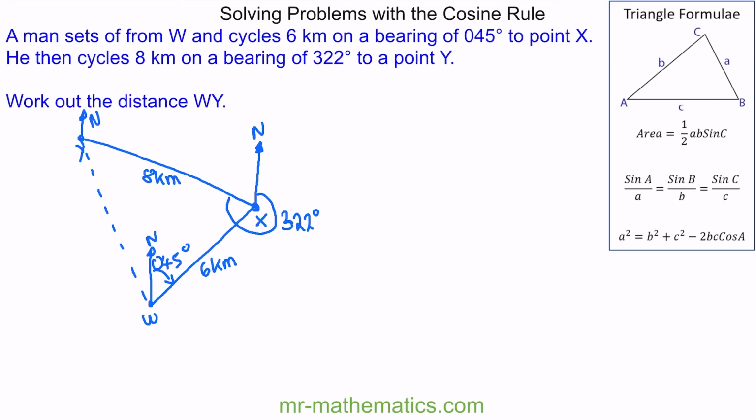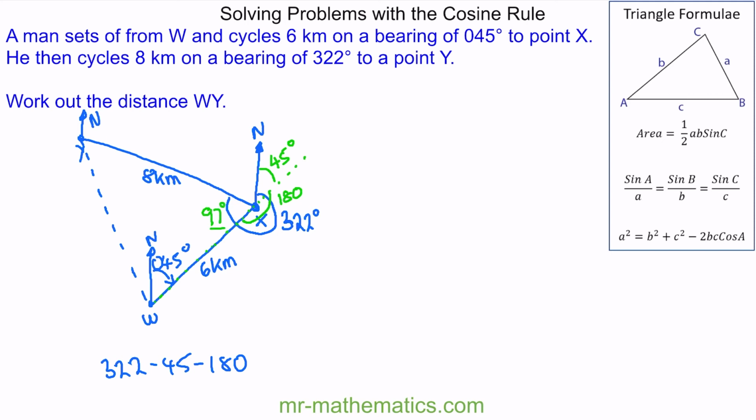So to work out this angle, we're going to use corresponding angles. We'll continue this line from W to X beyond X, and we can see that this angle is 45 degrees. And we know this is now a straight line, so this is 180. So this angle will be 322, take away the 45 and the 180, which is 97 degrees.